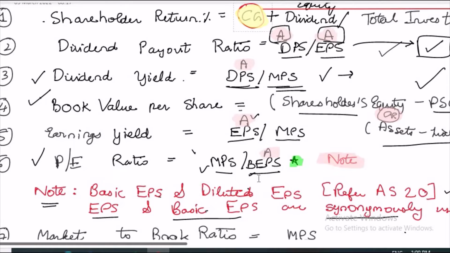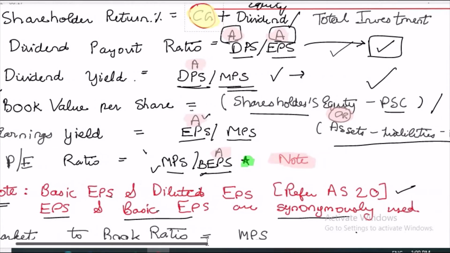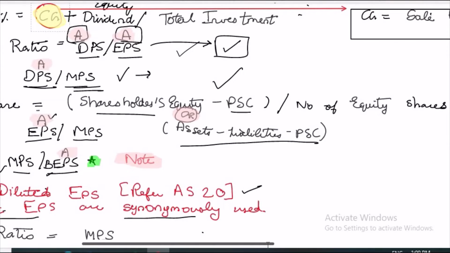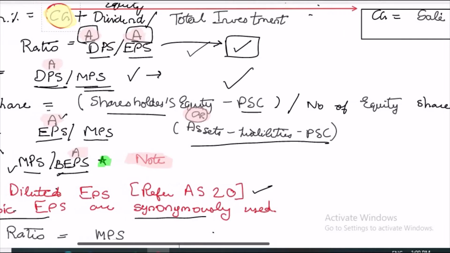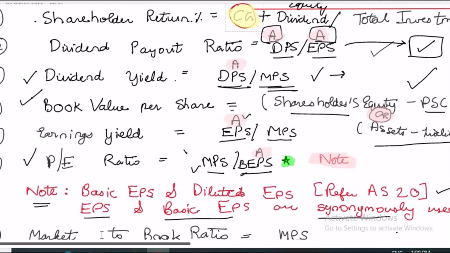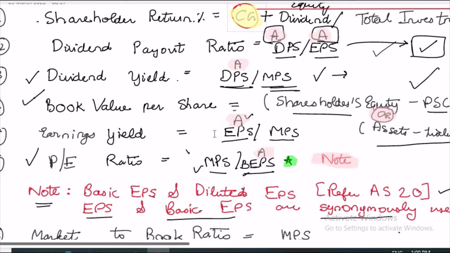Book value per share is shareholders equity minus preference shareholders' capital, divided by the number of equity shares. That is the book value per share. Earning yield is EPS, earnings per share, upon market price per share.